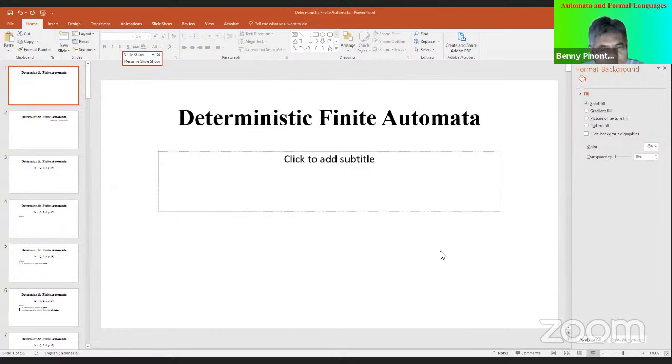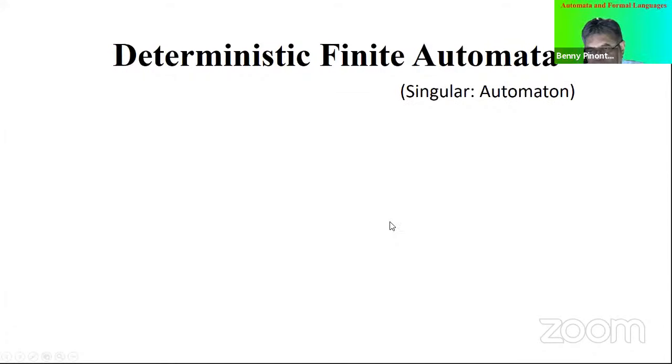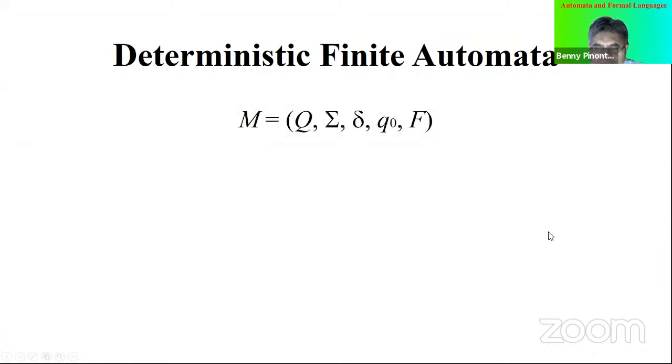So we are still going to talk about deterministic finite automata. Again, the singular for automata is automaton. Now, what is the definition of the deterministic finite automaton, or DFA? That is a 5-tuple.